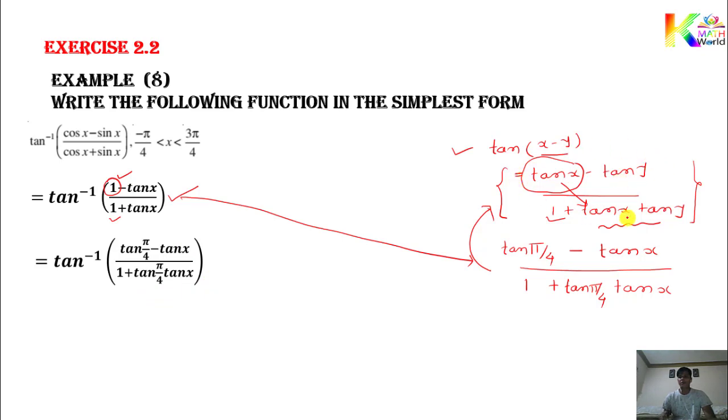So you got this kind of format. What is the formula for that? Tan of x minus y. So we can write here tan inverse of tan of x, that is pi by 4, and y, that is x. So tan of pi by 4 minus x.